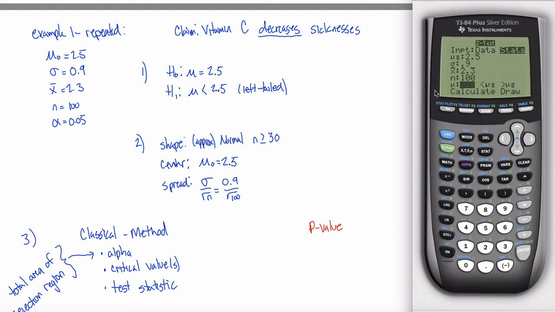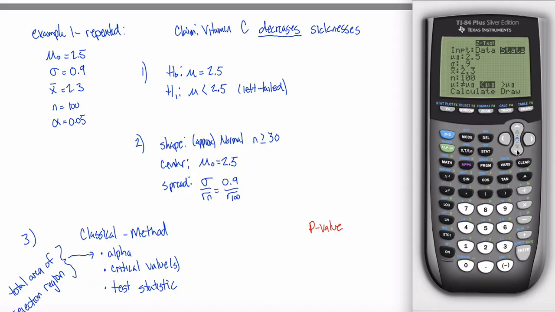So remember, it can either be mu does not equal mu naught, mu is less than mu naught, or mu is greater than mu naught. Mu naught is this 2.5. Right, so I'm telling my calculator, my claim is that mu is less than mu naught. Of these 3, this is the one that says mu is less than mu naught.